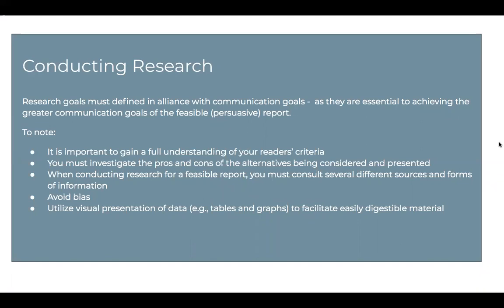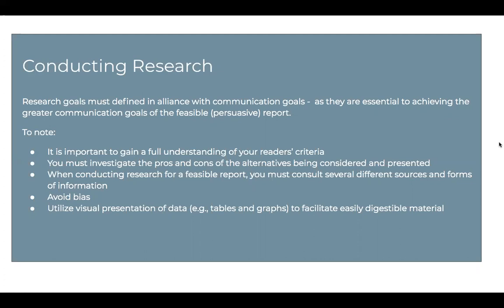When conducting research for a feasibility report, you must consult several different sources and forms of information. Again, this goes back to reliability of sources. It's important to ensure that everything is credible, and the information that you're providing your client is reliable and correct. The fourth one here is, again, avoiding bias. Just want to be clear and concise about that.